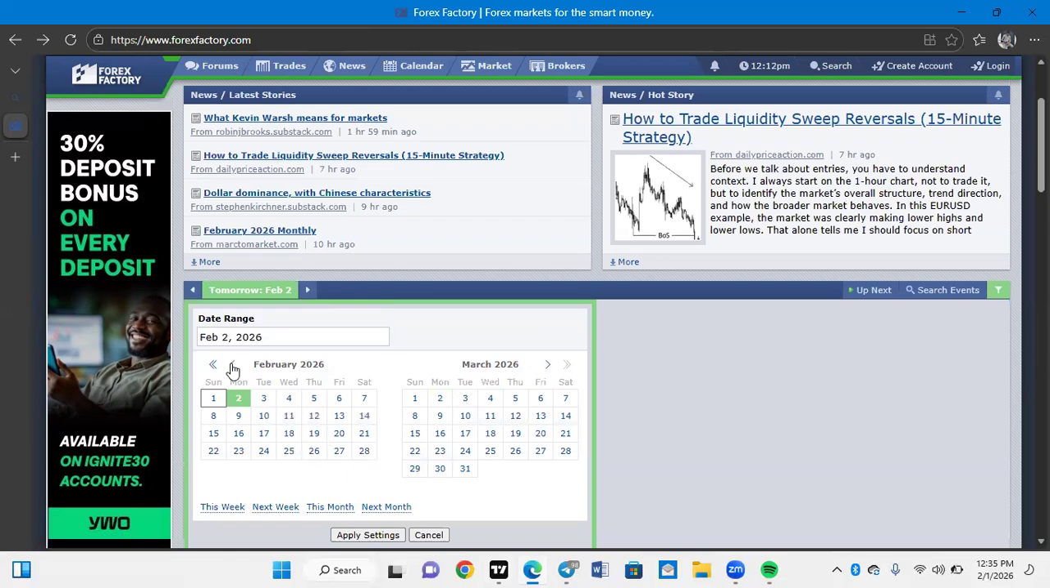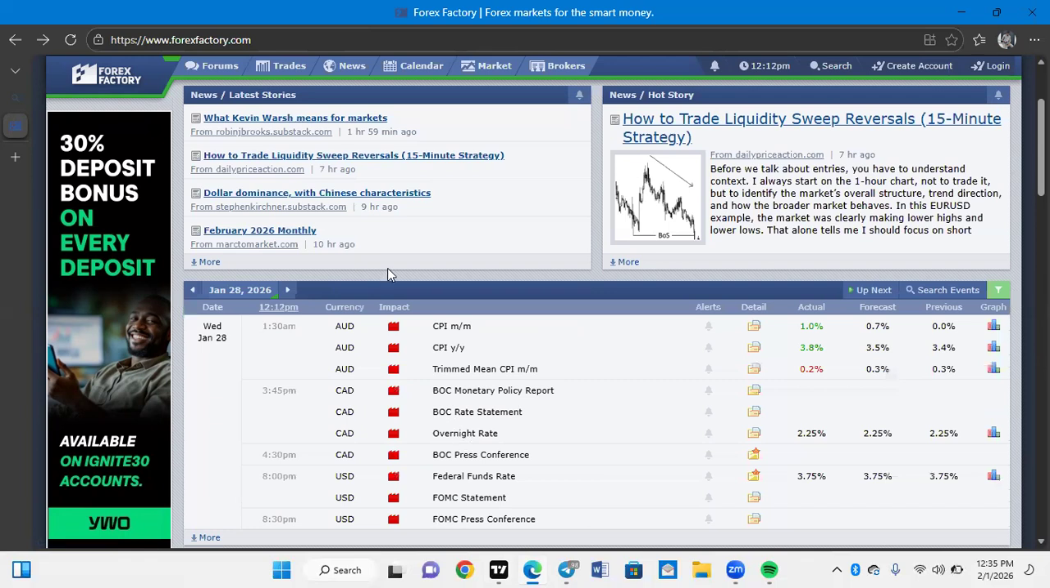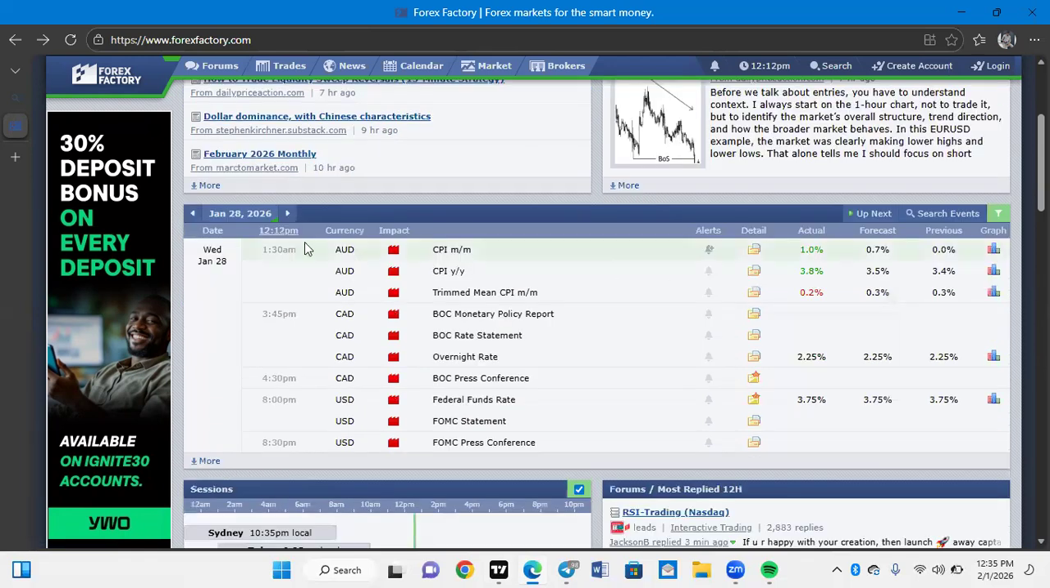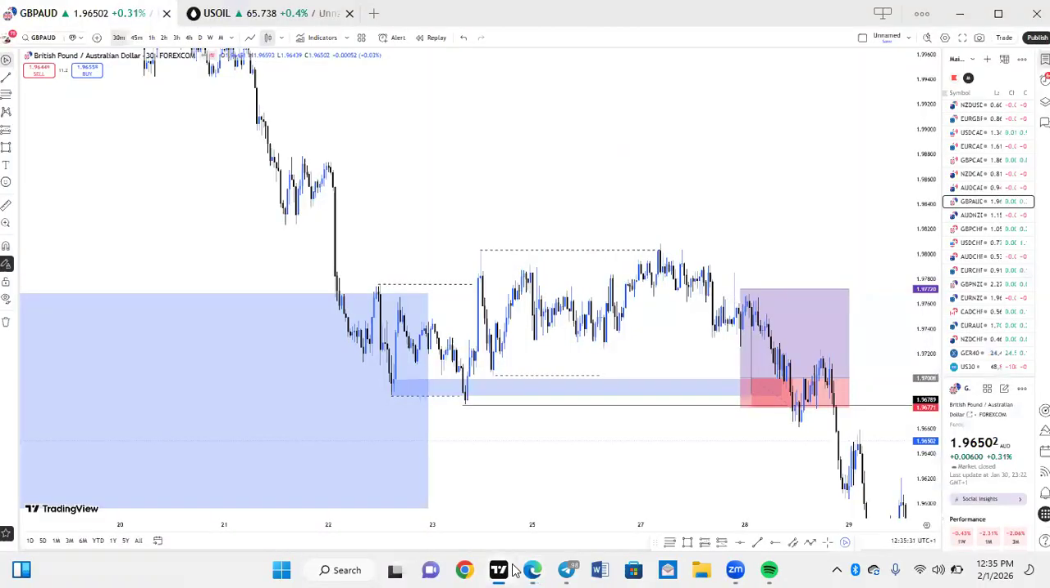So this is the GBP/AUD. You can see the CPI. That CPI happened at 1:30 a.m., and I remember I was awake throughout that night. I woke up when the news happened, 1:35, after the news happened.